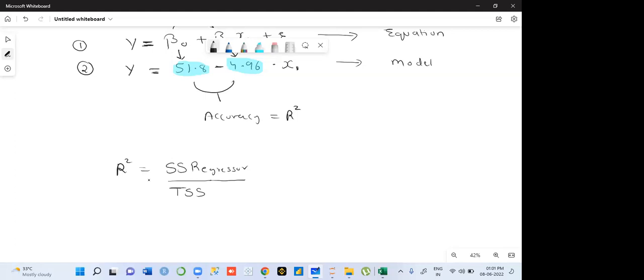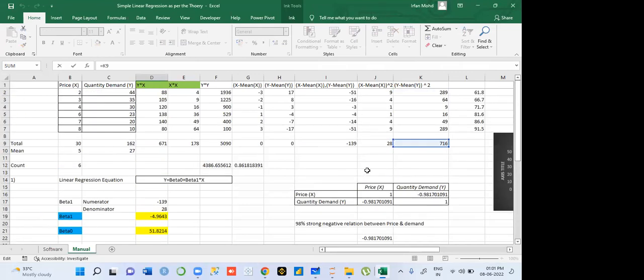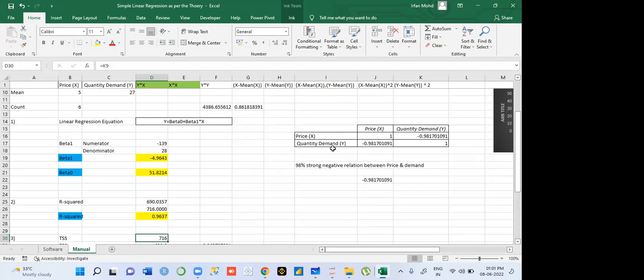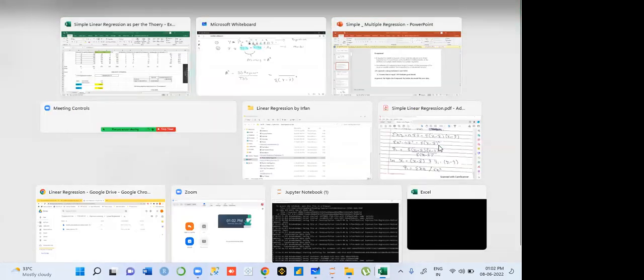Now, guys, I'll move to SSR, how we calculate it. TSS means total sum of squares, which is nothing but the sum of Y minus Y bar, the whole square. What is the value for this? You have already calculated it.